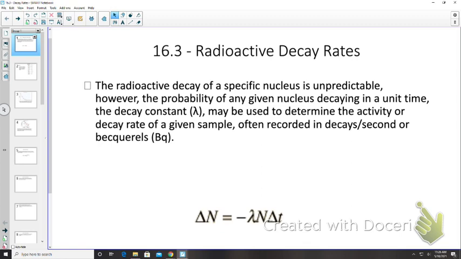Okay, and the decay constant may be used to determine the activity or decay rate of a given sample. And this is often recorded in decays per second or in becquerels. Remember, becquerels is the SI unit for radioactivity, right? And that just says how many nuclei are decaying per second. Per second or second minus 1, right?